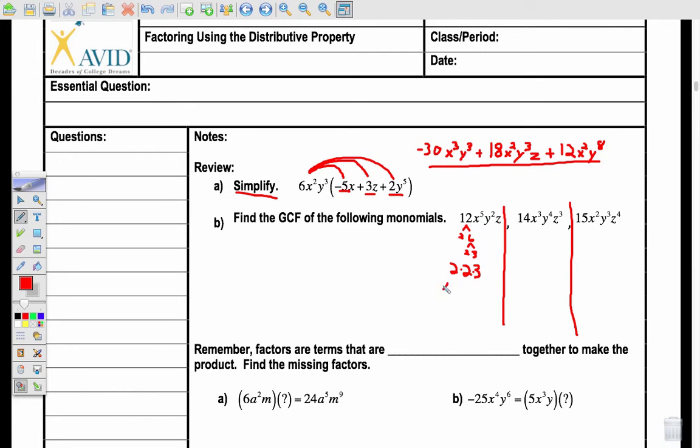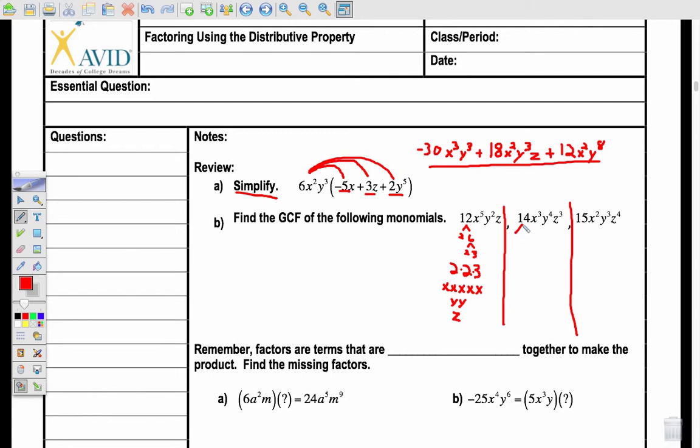X's, there's 5 of them. So you have 1, 2, 3, 4, 5. Y's, there's 2 of them. 1, 2. Z's, there's 1 of them, and you have a Z. By doing this, you can clearly see how they're going to match up.